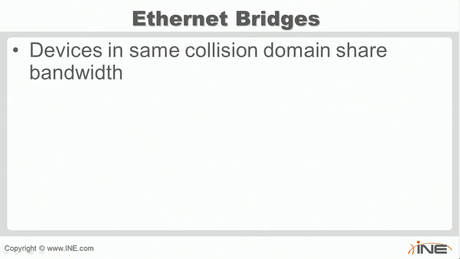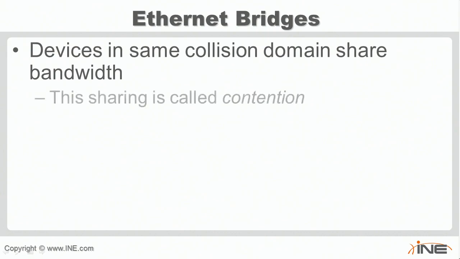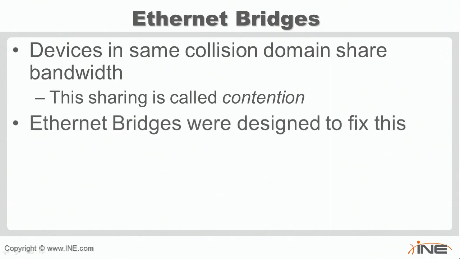So in order to fix this problem, they came up with what's known as an Ethernet bridge. Now, an Ethernet bridge separates the devices into different collision domains. And as I mentioned before, the problem with the hubs and the repeaters is that everyone is trying to share the same bandwidth, or what we call contention. So they all have to listen. They run this contention algorithm that says, listen for an amount of time. If I don't hear anyone else sending, then I can send my traffic. So the Ethernet bridge is trying to fix this.